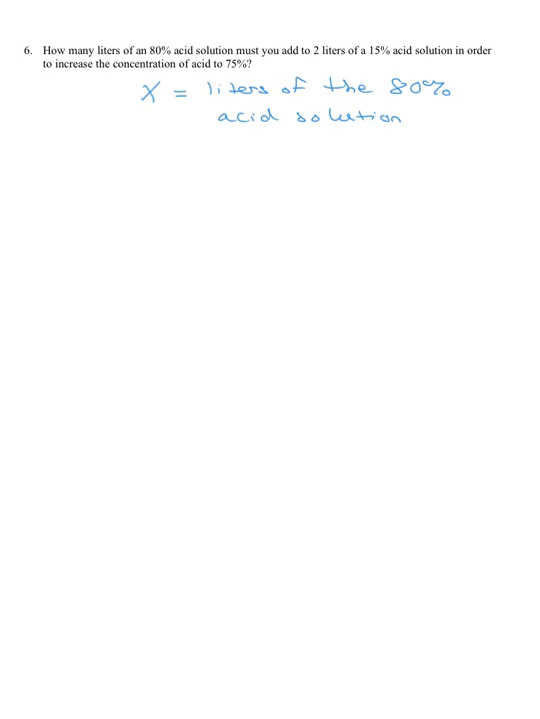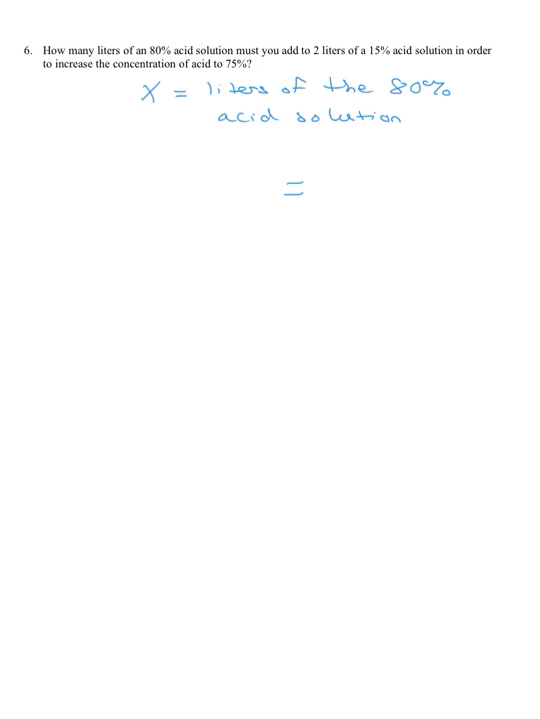I started this problem by defining my variable. I'm going to add some number of liters of an 80% acid solution to 2 liters of a 15% acid solution to increase the concentration to 75% acid. So I'm expecting it to be quite a bit. Our approach is to set up an equation. On one side, it's going to be how much acid we're mixing together, and on the other side of my equation is what we're going to end up with.